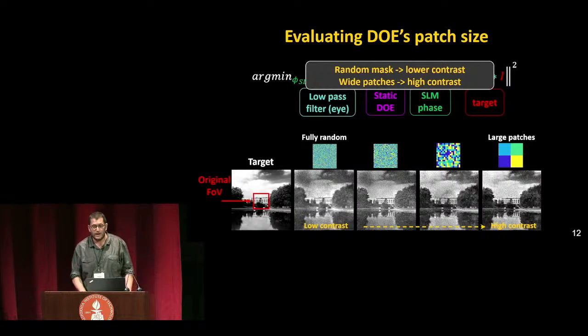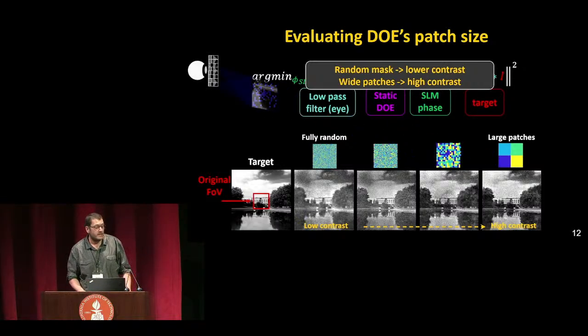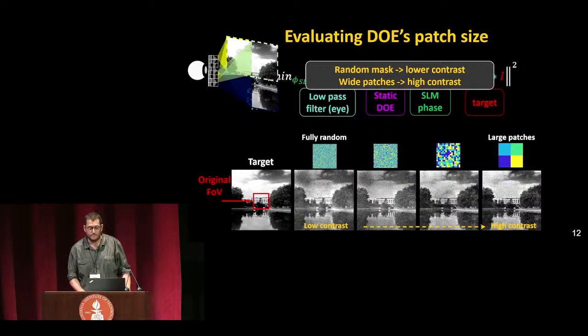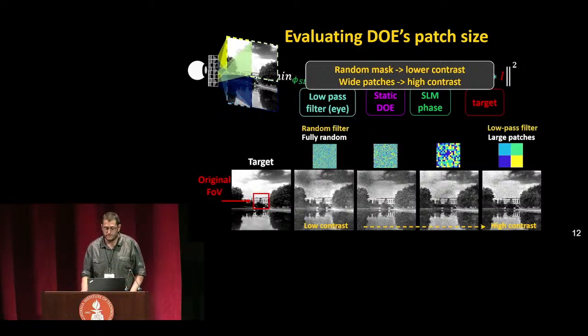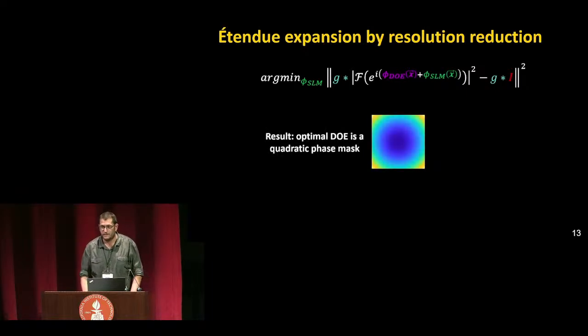Now, to understand why wider patches achieve better contrast, we recall that different tilts generate content at different parts of the field of view. In the paper, we explained that with large patches, all the content of one part of the target image is generated by a big continuous region. This is equivalent to a low-pass filter. On the contrary, random masks convolve the target with noise, introducing speckles which reduce contrast. Now, based on our simulations and further analysis, we derived the optimal shape of our DOE, a quadratic phase mask. This leads us to our next claim.